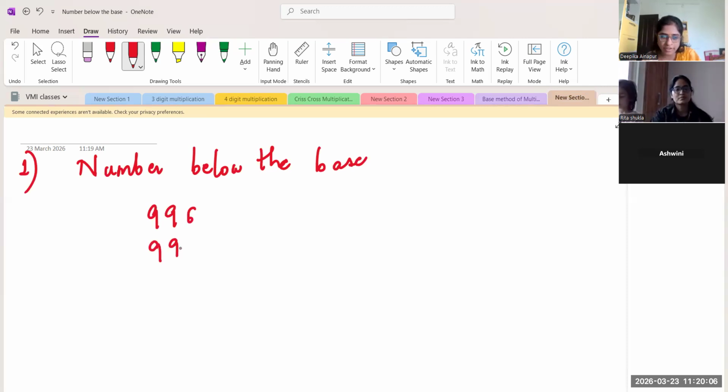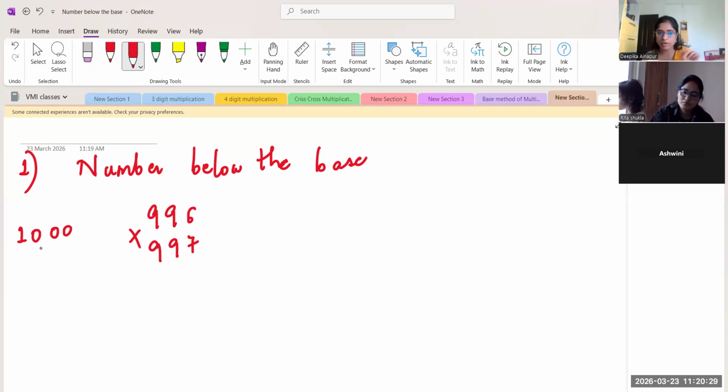I'm taking 996 into 997. First, what could be the base here? The number is near to 10,000, right? The number is near to 1,000, not 10,000. The number is just near to 1,000. So we have to take the base as 1,000. This is our base. Identification of the base is the first step.